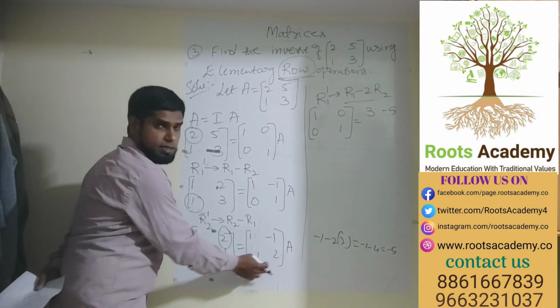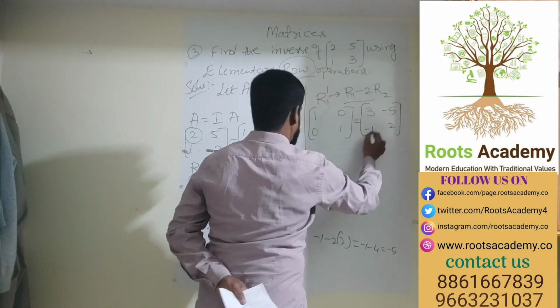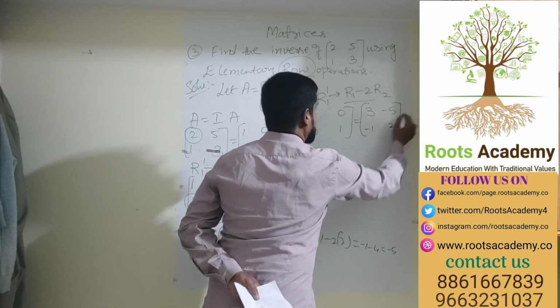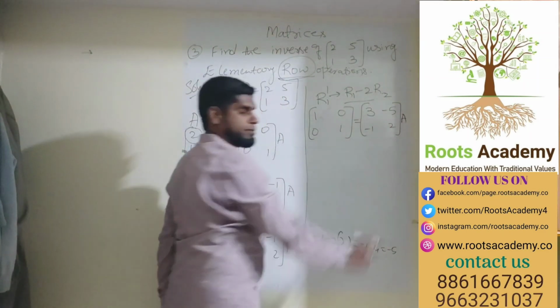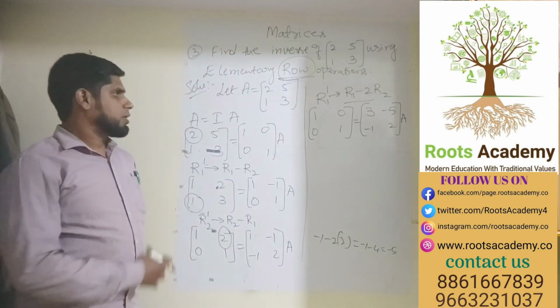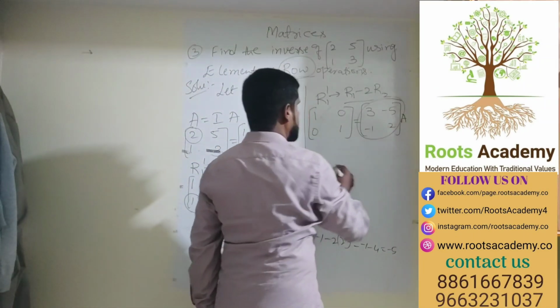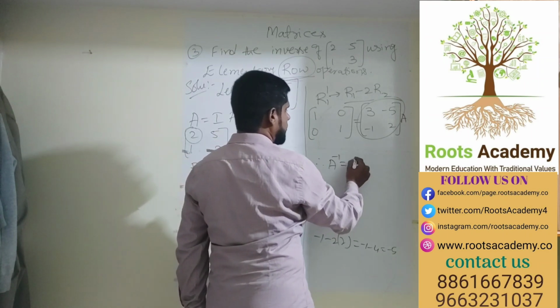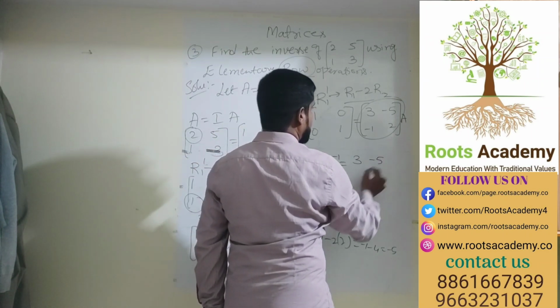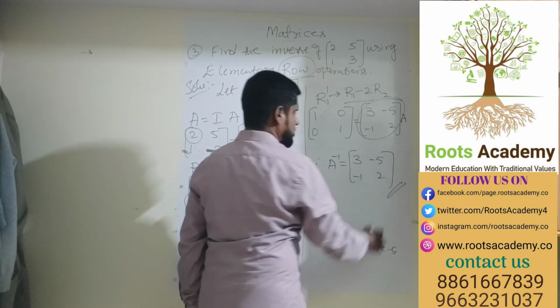Second row, this row as it is, no changes. Minus 1 and 2. This is A as it is. Here, I am keep writing. Now student, this is an identity matrix. So obviously, this is my inverse. Therefore, A power minus 1, that is A inverse, is 3, minus 5, minus 1, 2. This is the answer.